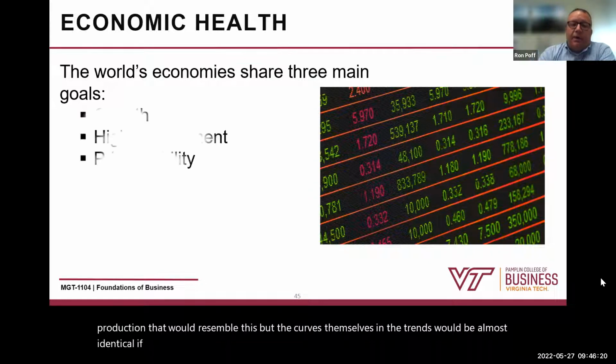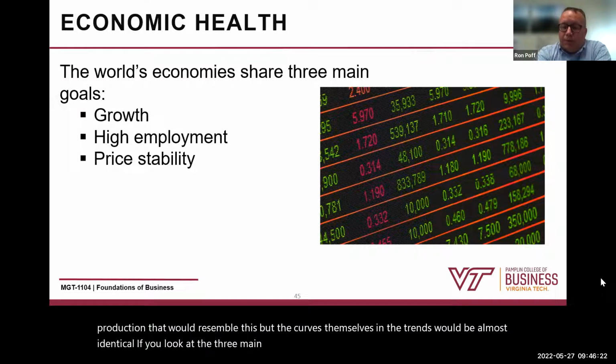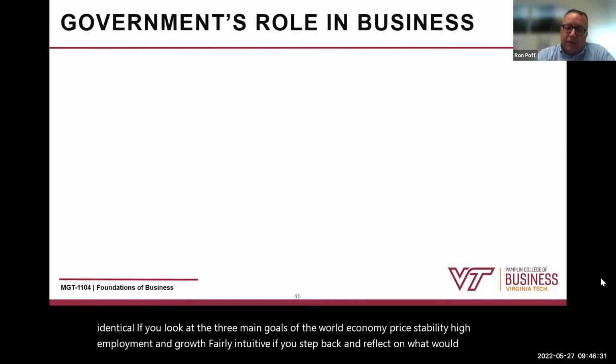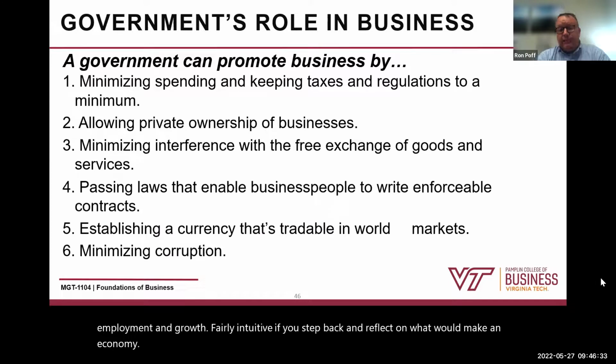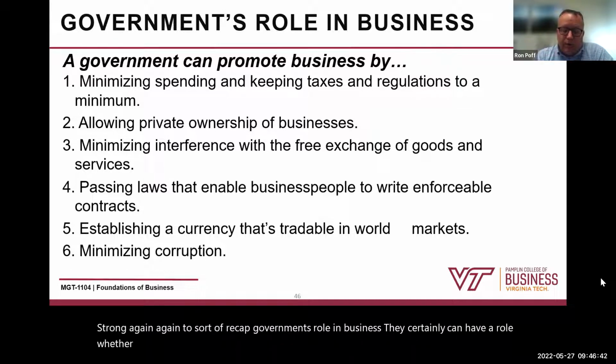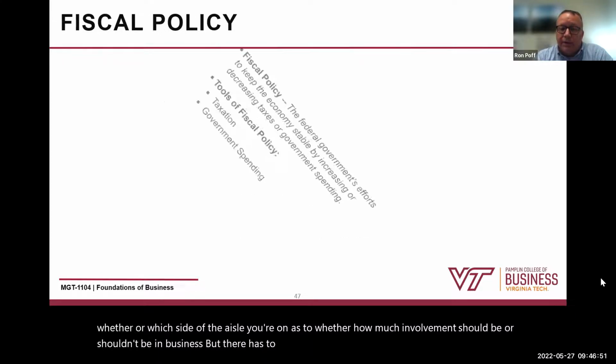If you look at three main goals of the world's economy: price stability, high employment, and growth. Fairly intuitive if you step back and reflect on what would make an economy strong. Again, to recap government's role in business, they certainly can have a role. Whichever side of the aisle you're on as to how much involvement there should or shouldn't be in business, there has to be some type of role in that.